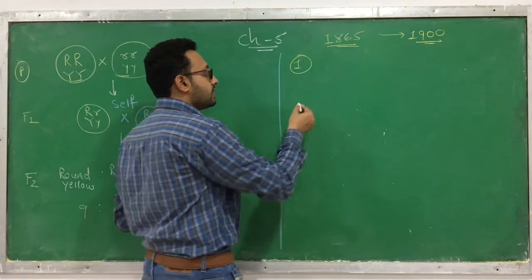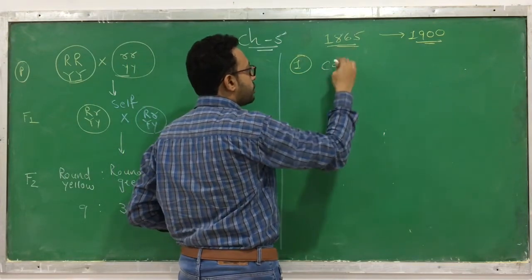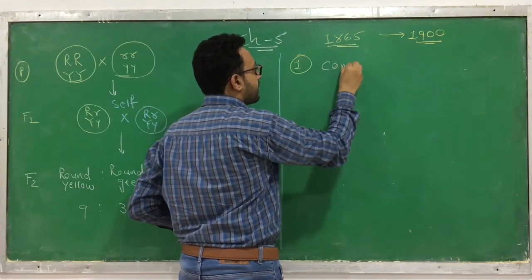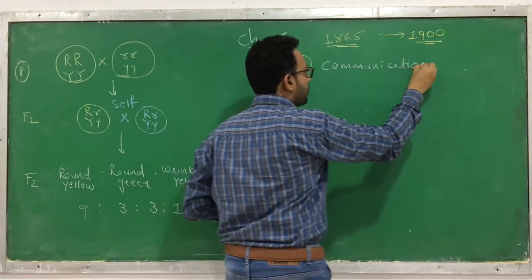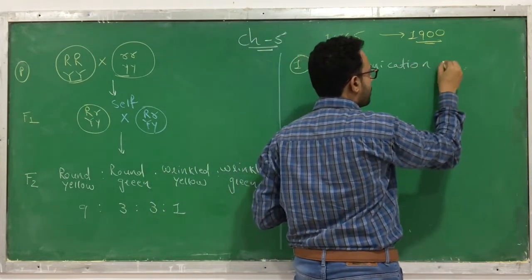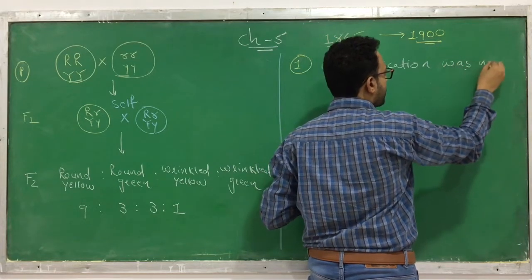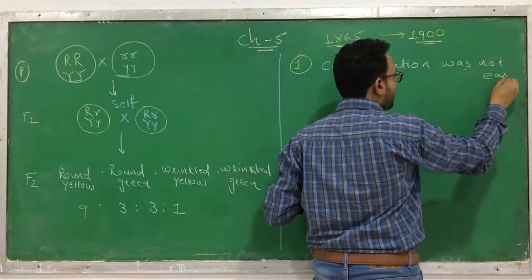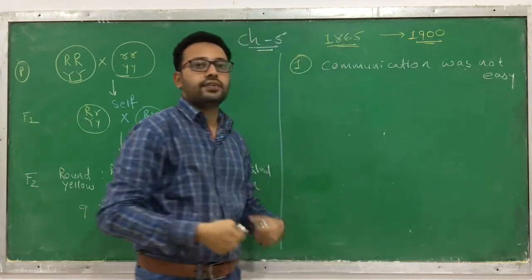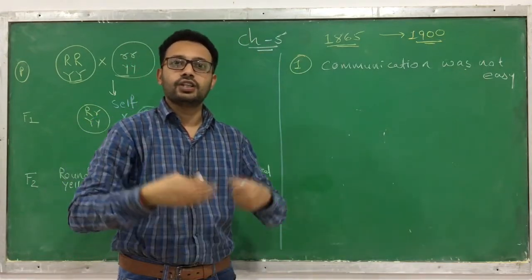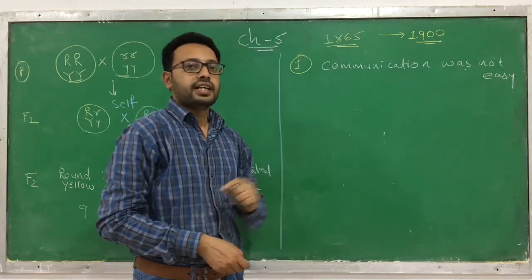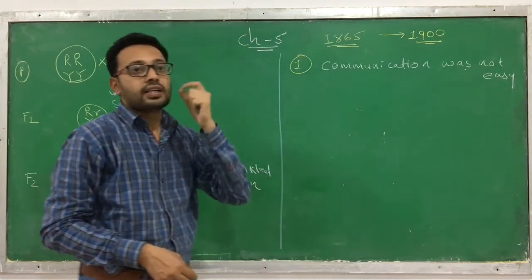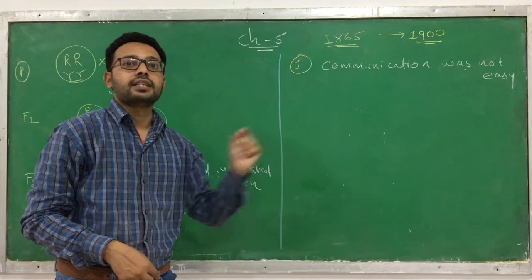The first reason is that during 1865, communication was not easy. At that time there was no telephone, no internet, no WhatsApp and no Facebook, so communication was not easy, and that's why Mendel's experiment remained unrecognized.